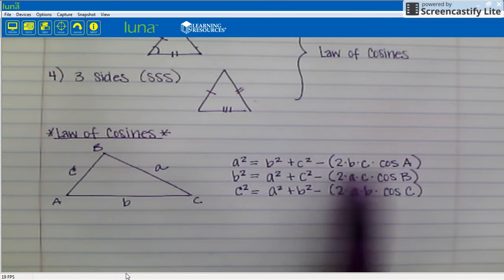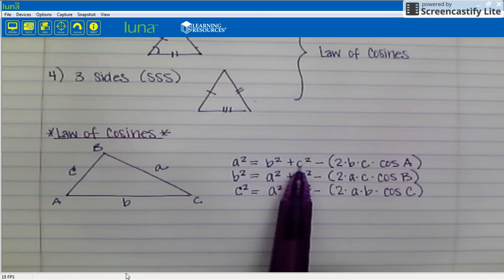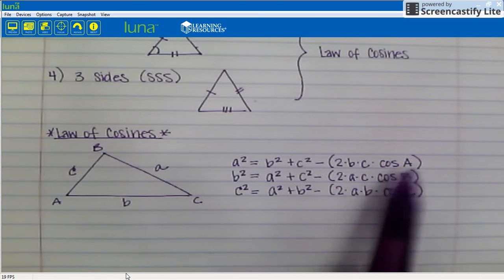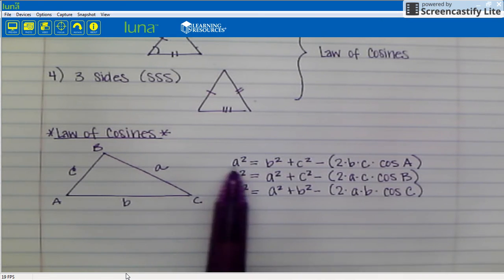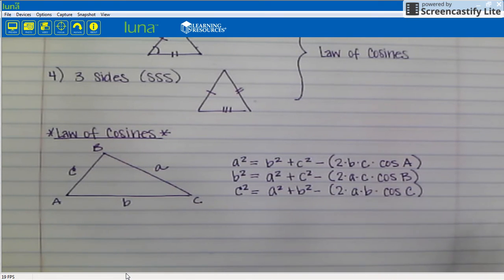And the other 2 sides are your b and c. So you'll square those and add them and then multiply those by 2. But you're either looking for the side on the outside or you're looking for the angle on the inside of your cosine.